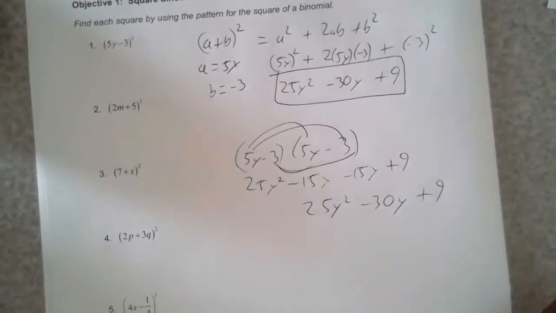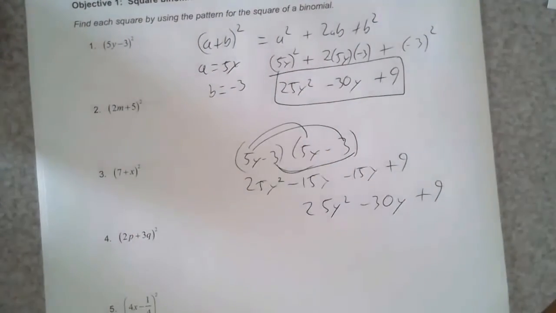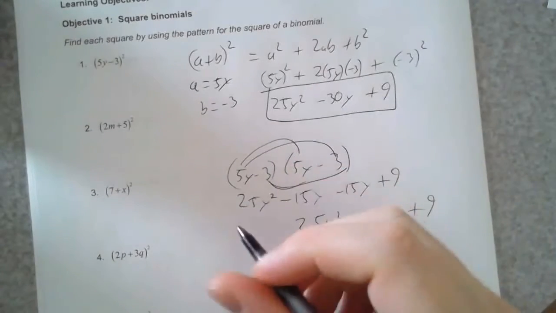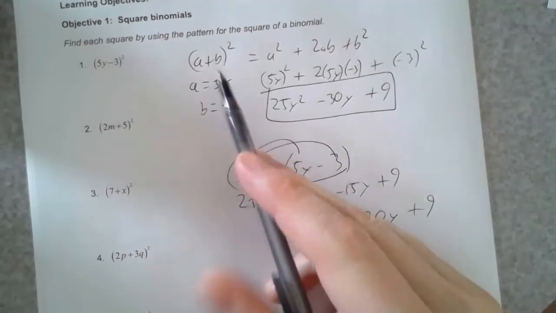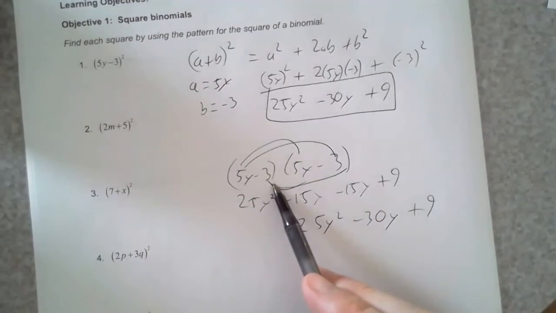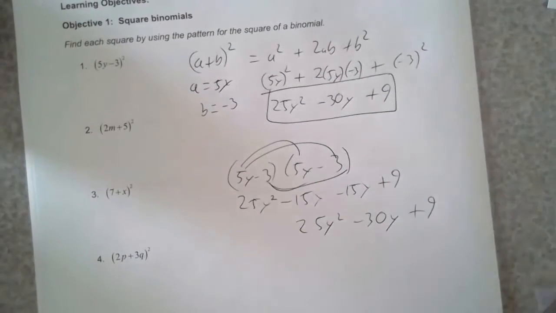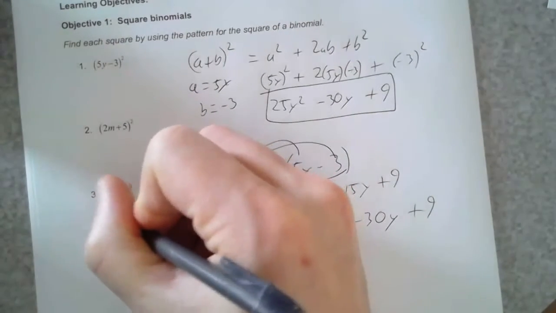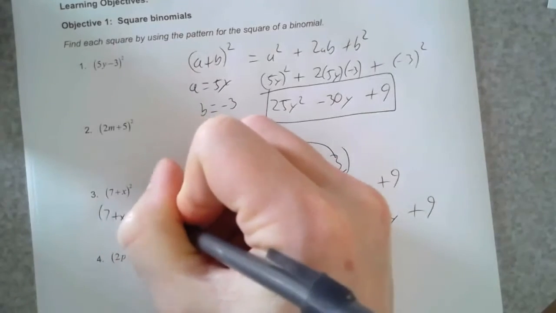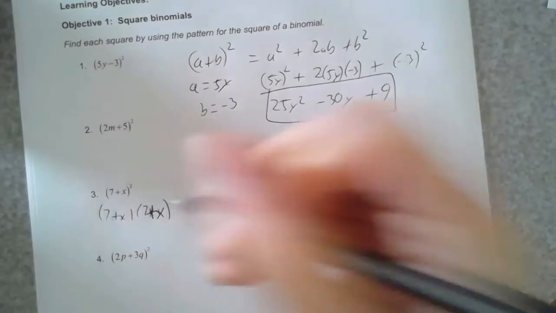Okay, I'm not going to go through any more of this type. I would encourage you, you can work them out this way, or you can just work them out with the distributive property like all the rest that we've done. Just write 7 plus x times 7 plus x and work it out.